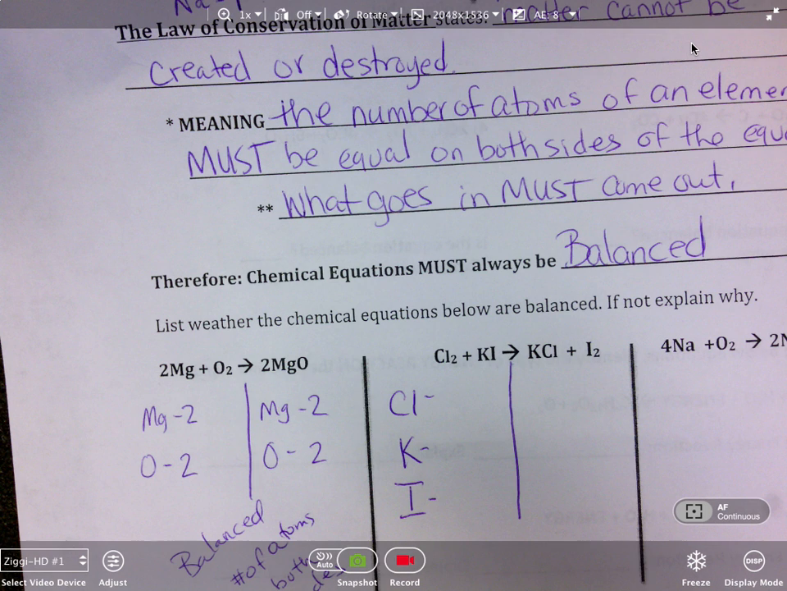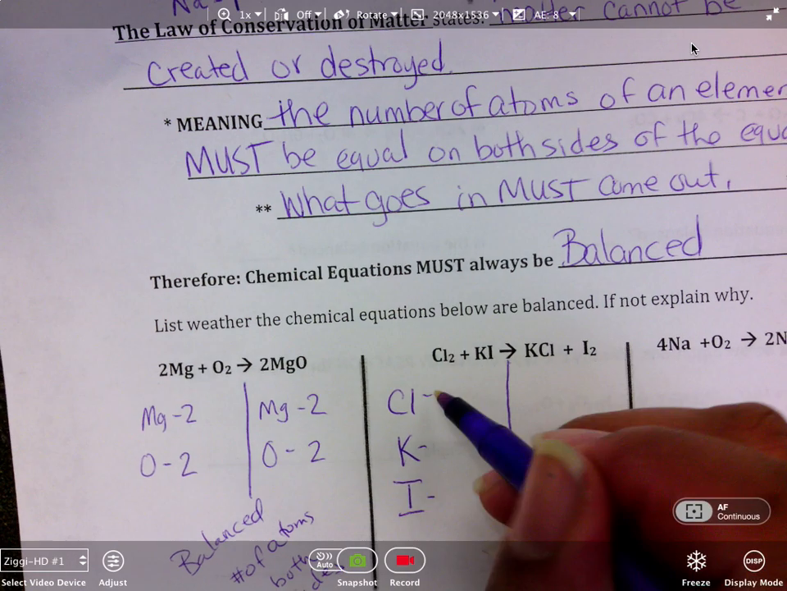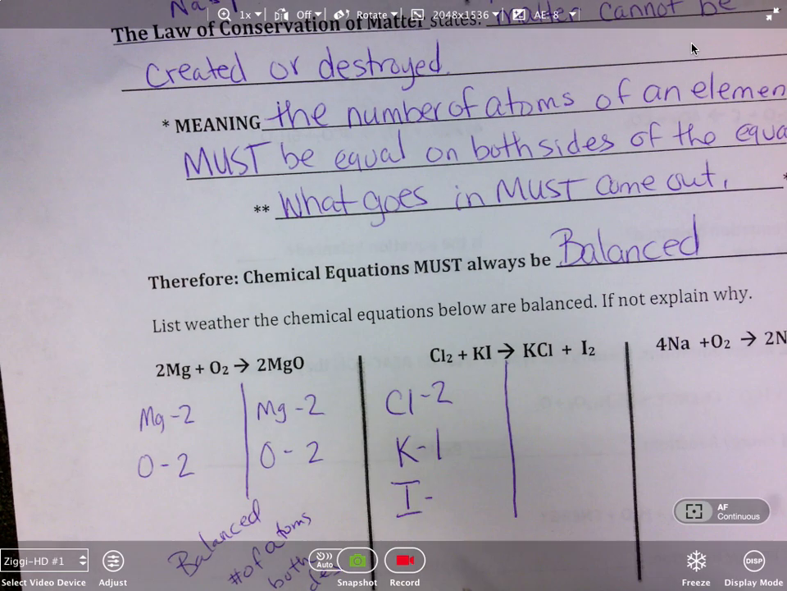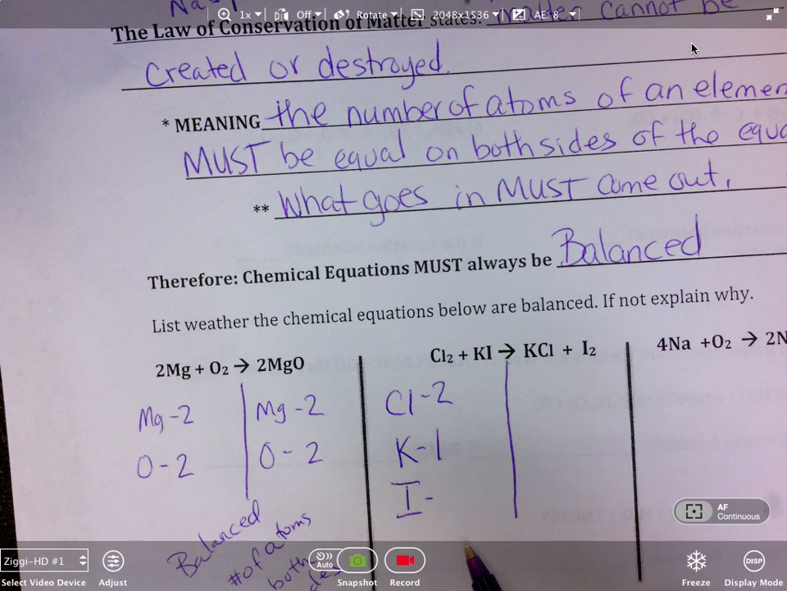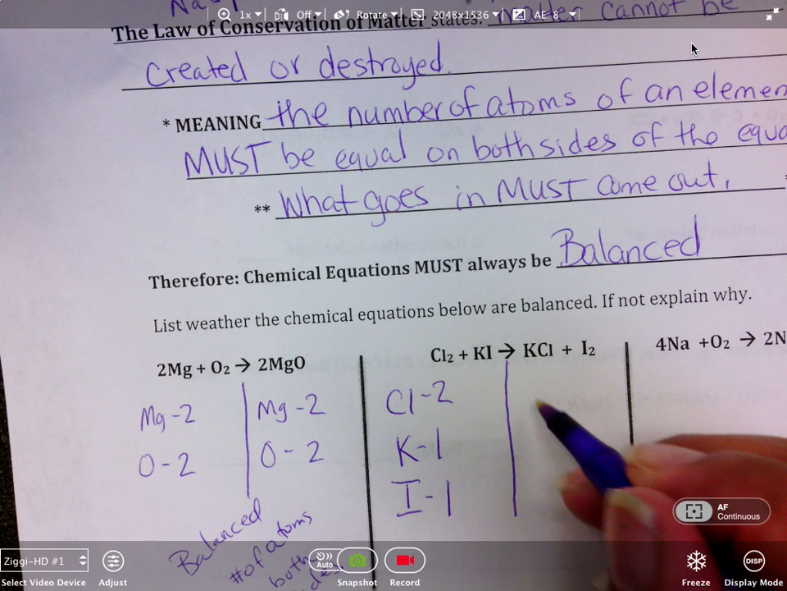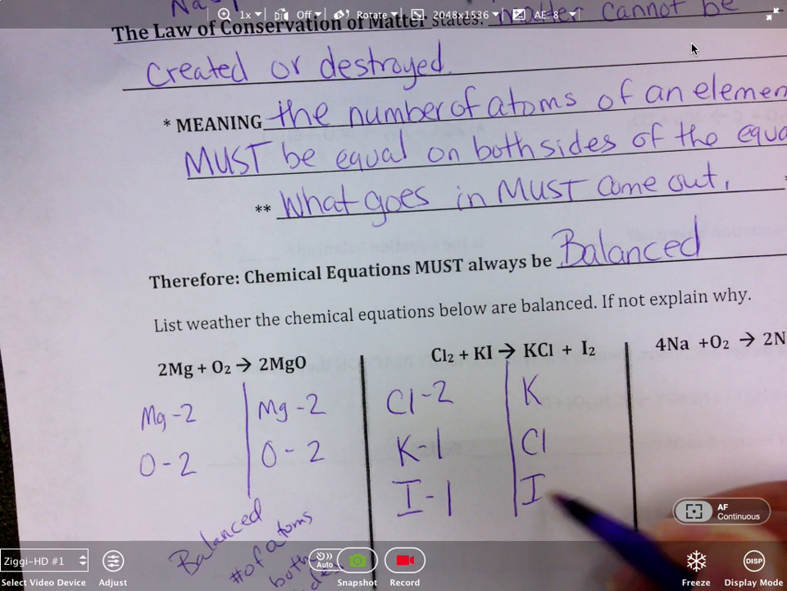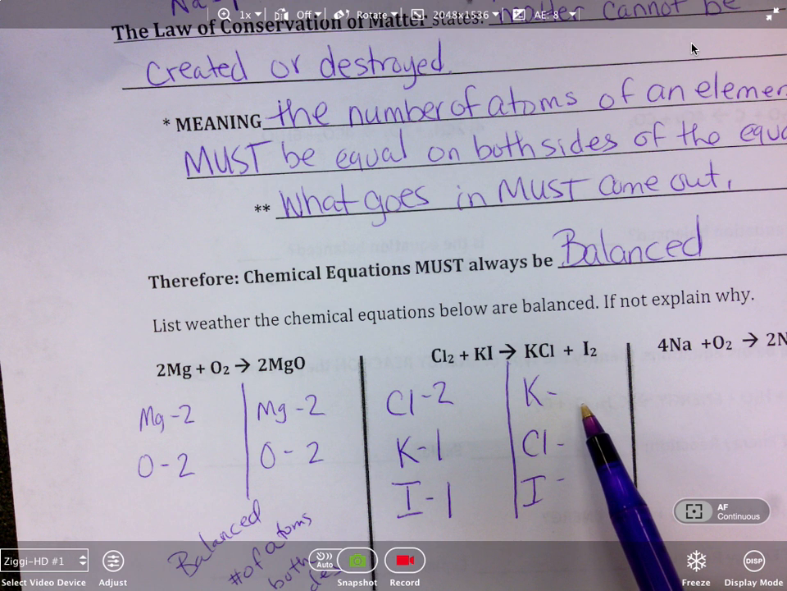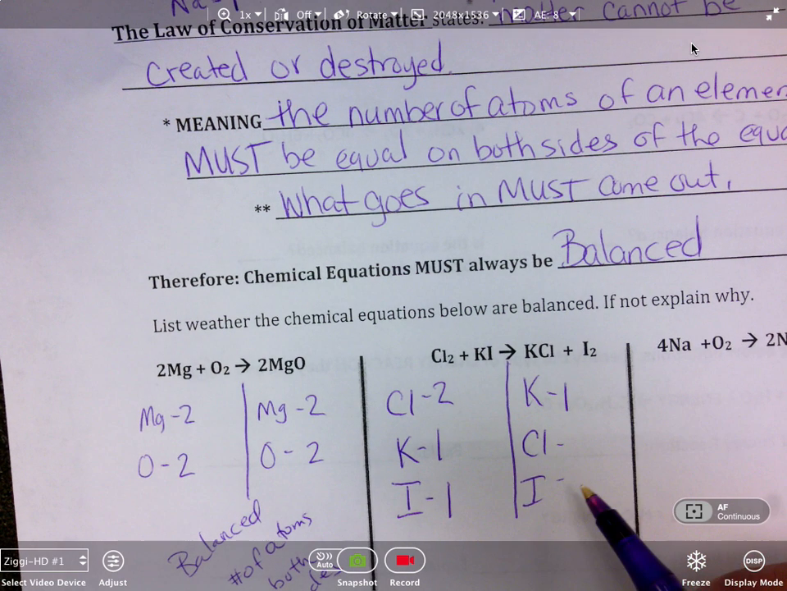All right. How many chlorine, Devin, do I have? Two. How many potassium do I have, Rogelin? How many iodine do I have, Ray? Two. Oh, no, I'm saying on the product side, Duran, what do I have? We have potassium, chlorine, and iodine. How many potassium do I have, Aaron, on the product side? How many chlorine, Brian? How many iodine, Janie? One.